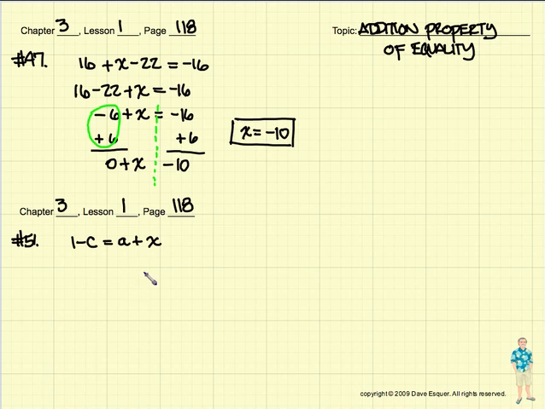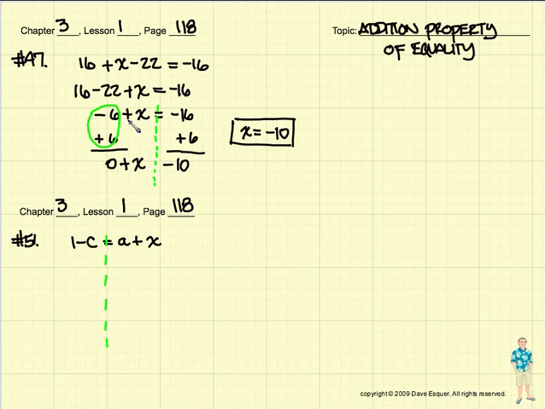Let's try number 51. We're solving this one for x as well, but this time we have this variable called a in front of it. Well, remember, this is a teeter-totter. Whatever we do to one side, we better do to the other side. So let's see what we can figure out. How about if we subtract a from both sides?